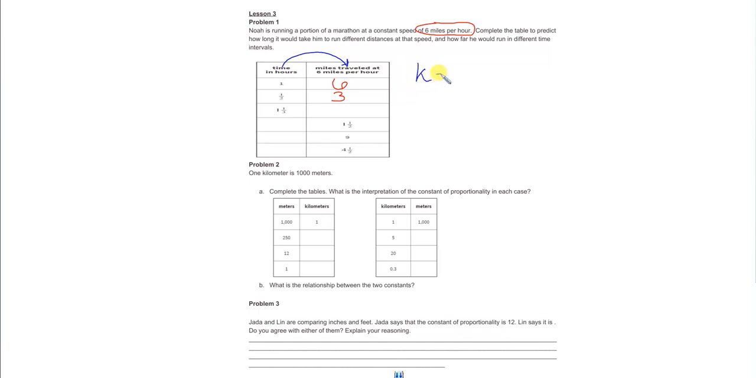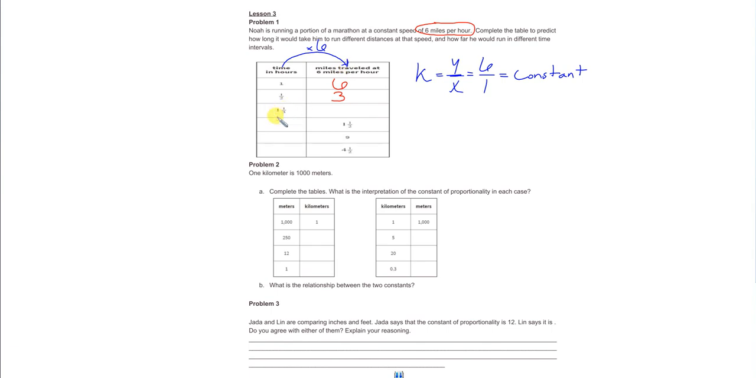Also, it can be found by taking one of your y values and dividing by its corresponding x, which would be 6 divided by 1. Same thing as what I would have done in my head if I just asked myself, what do I multiply the left side by to get the right side? So this is my constant. Once I have this constant number, it can be applied to every situation from left to right.